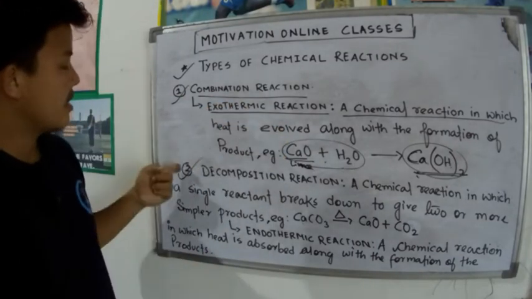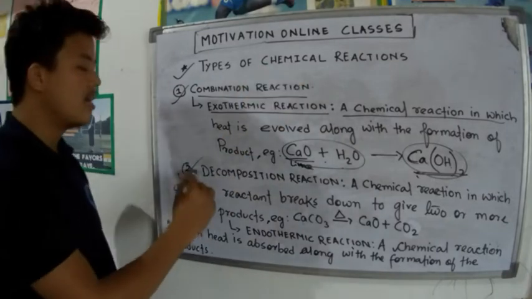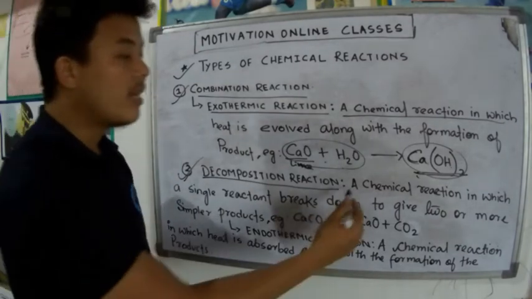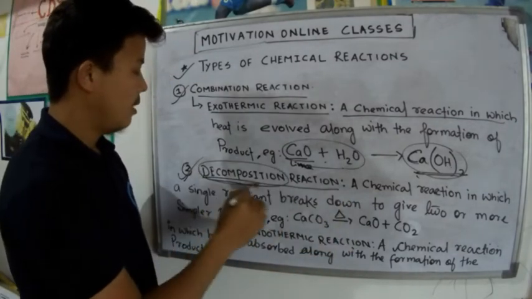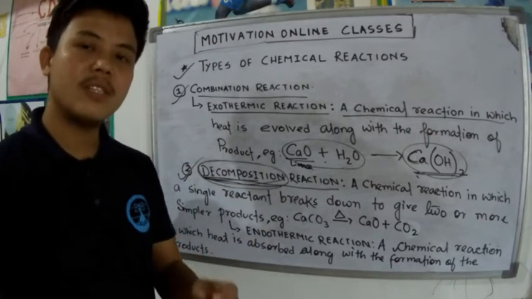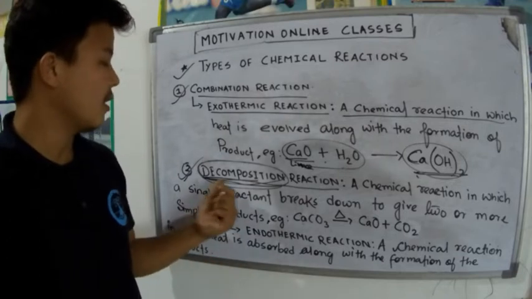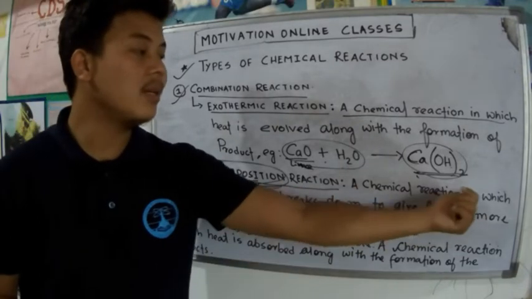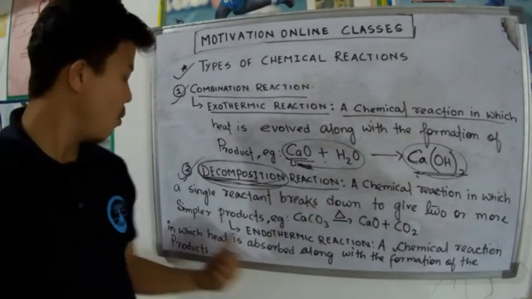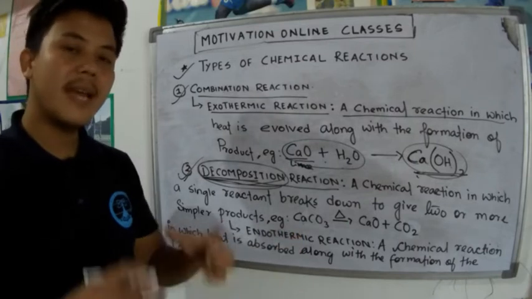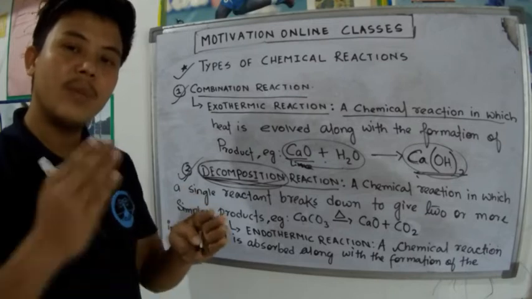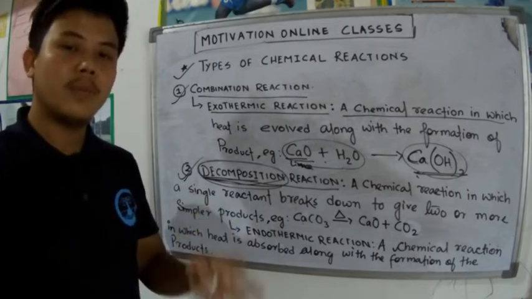In the same way, the second type of the chemical reactions is the decomposition reactions. So what are decomposition reactions? As you can see from the name itself, decompose. Decompose means to break down some substances into smaller particles. So same is the thing. A decomposition reaction is a chemical reaction in which a single reactant breaks down to give two or more simpler products. It means that a single reactant will break down into two or more products.